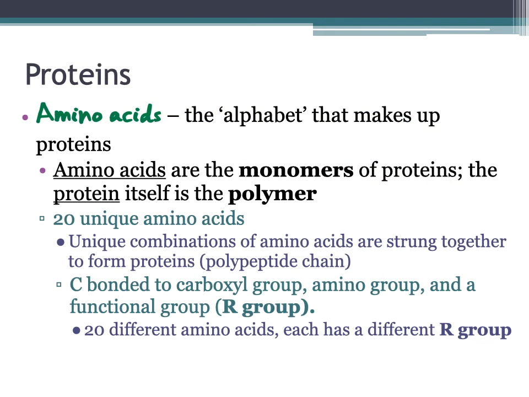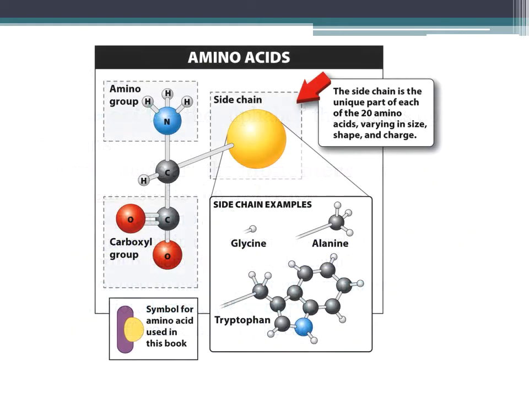The alphabet that makes up protein are called the amino acids. Those are the monomers of proteins. The protein itself is the long chain of amino acids, or the polymer. There are 20 unique amino acids, but you can put these together in all kinds of different combinations for unique chains. There are 20 different amino acids, and each has a different R group that makes them unique.